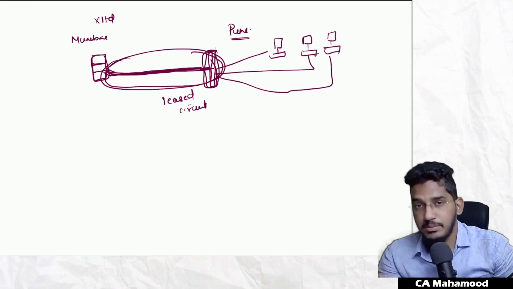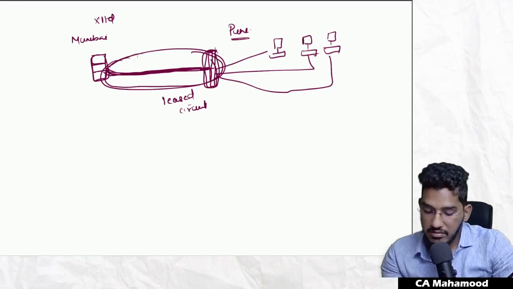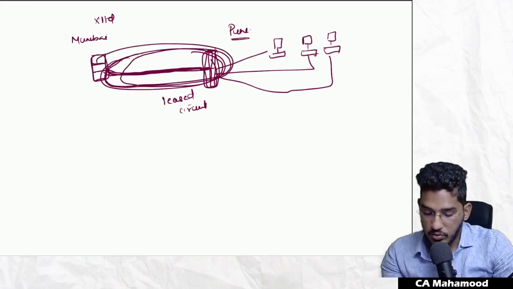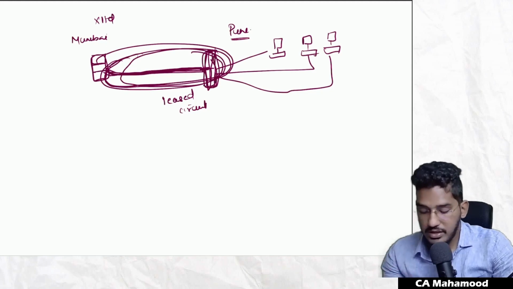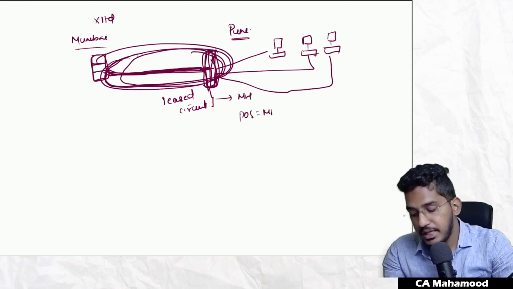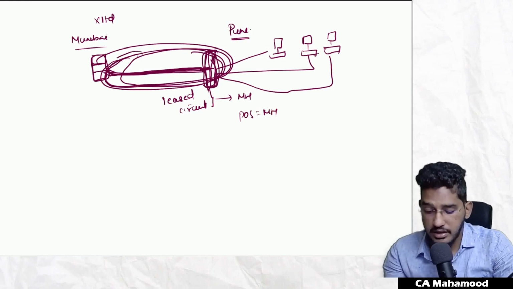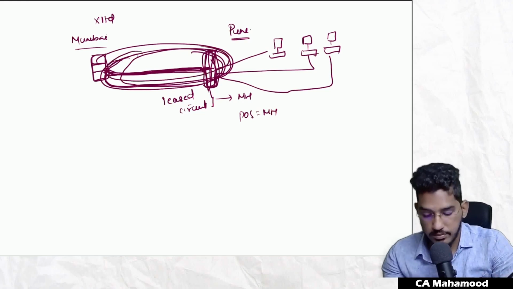Sir, what is the place of supply for this leased circuit? Wherever this circuit has been installed. Sir, where is the circuit installed? This circuit is installed between Mumbai and Pune. In Pune there is a point. Mumbai and Pune both belong to Maharashtra. The place of supply will be Maharashtra, wherever this leased circuit has been installed.